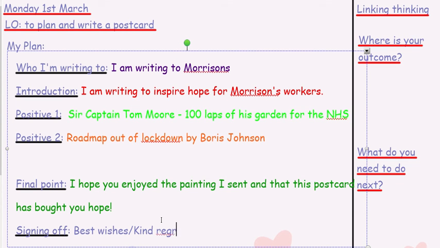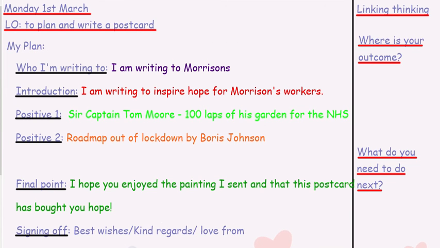So you could have kind regards. Or again, if you know the person really well, you could put love from. So really think about which one is appropriate. Which one do you think would be appropriate for me to write to Morrison's? Yes, I'm going to put kind regards for Morrison's one. So that is my plan.